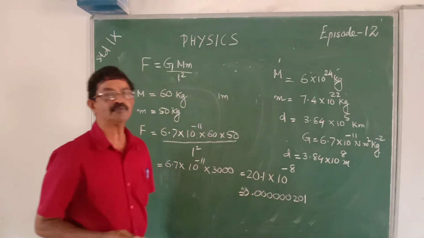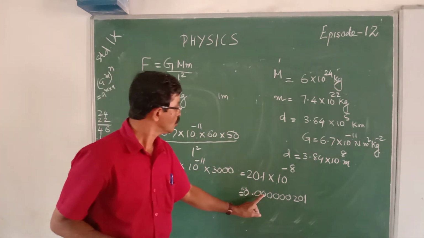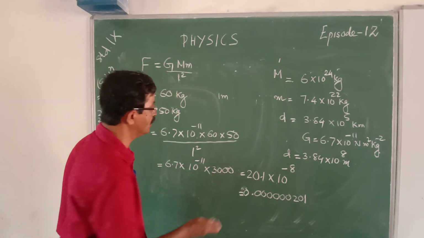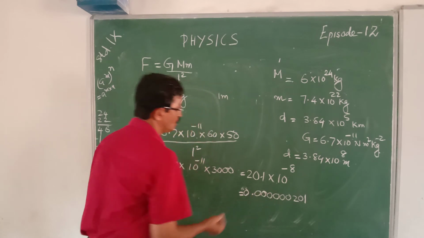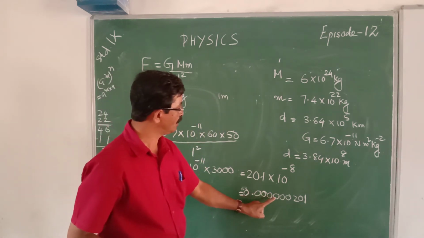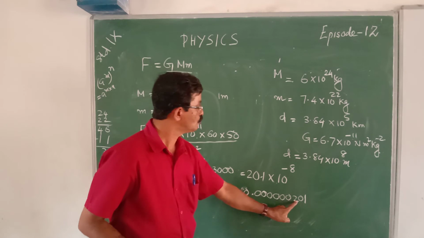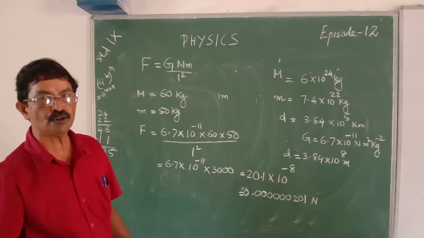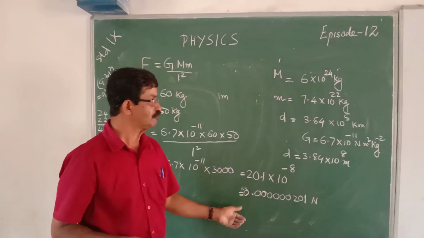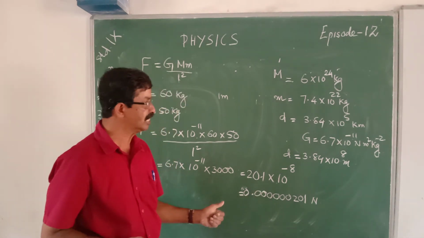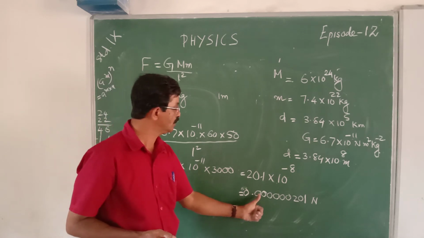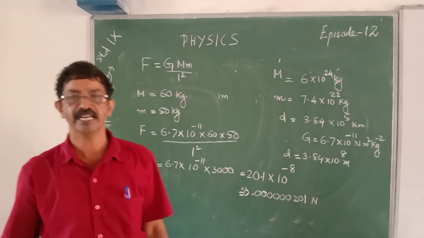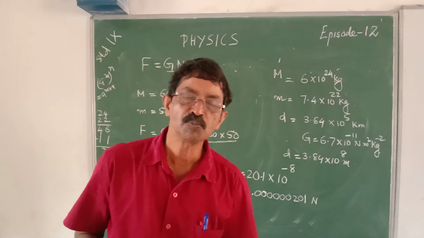This is the force between them. That means the force between you and your friend is 0.0000002 Newton only. That is how weak this force is. The force acting between you is 0.0000002 Newton only. That means this force is very, very small.